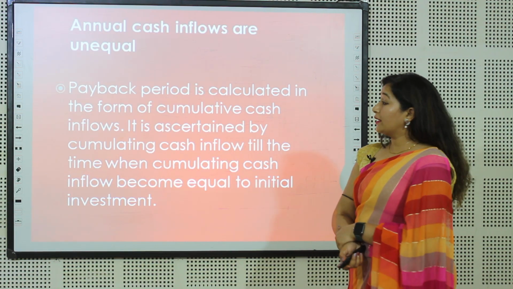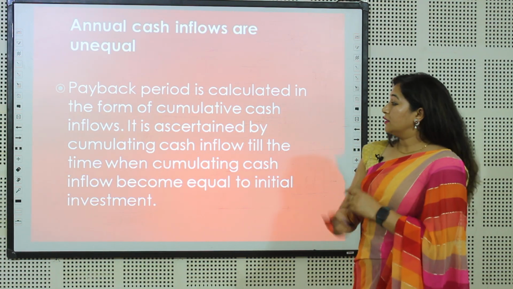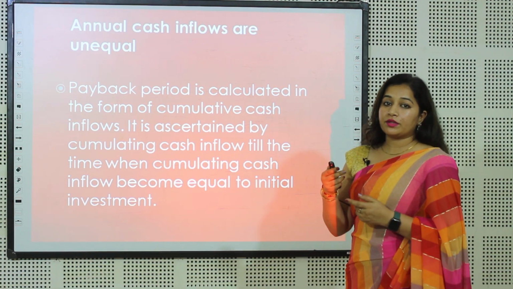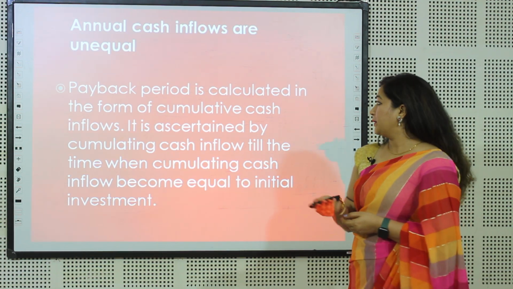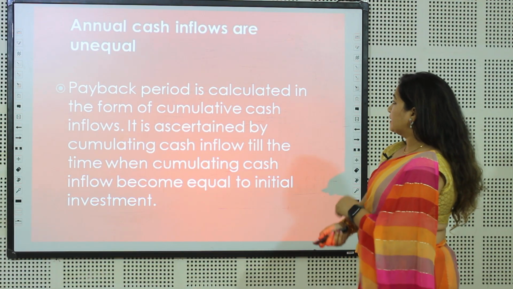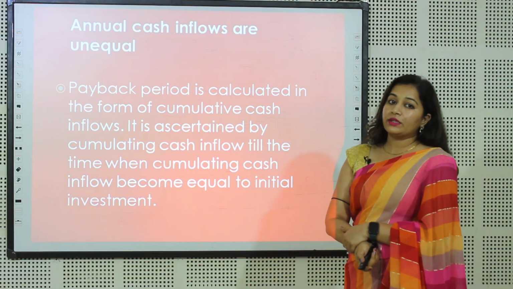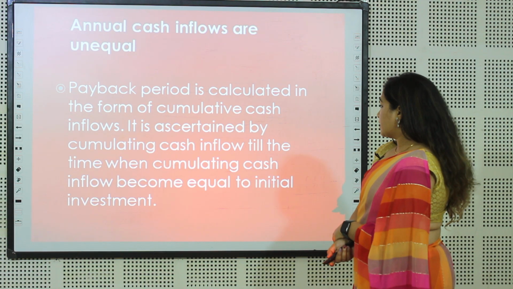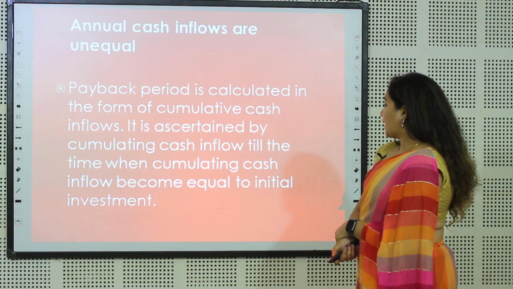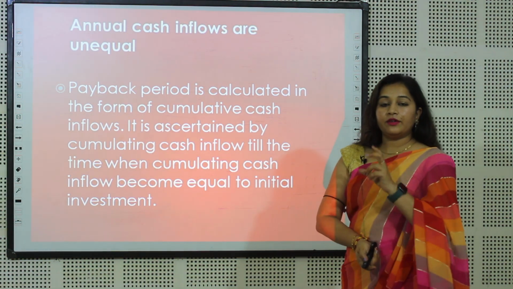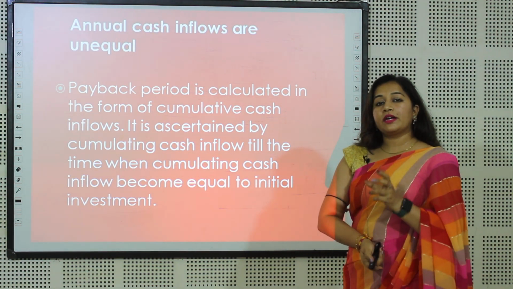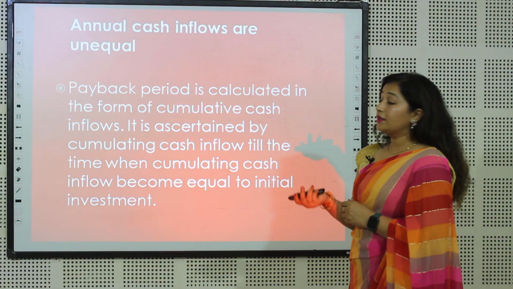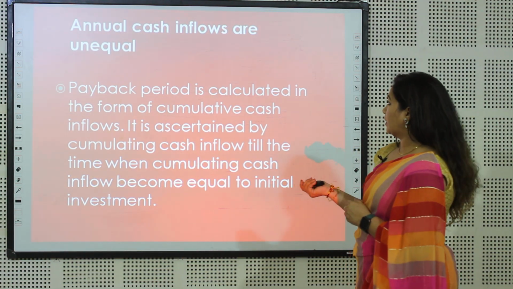Next is when annual cash inflow is unequal. This is the second situation where cash inflow is unequal. In that situation, how will we calculate the payback period? Basically, the cumulative cash inflow is calculated, and when that cumulative cash inflow becomes equal to the initial investment, we have to check where the cumulative cash inflow equals the investment. So this is the situation where the annual cash inflow is unequal.